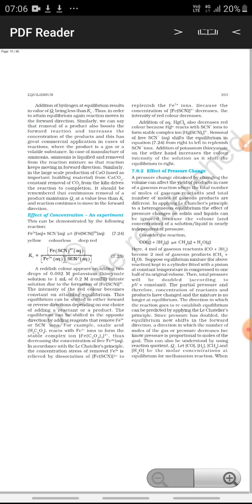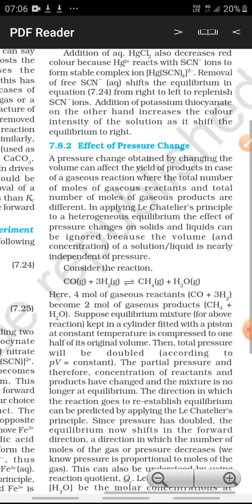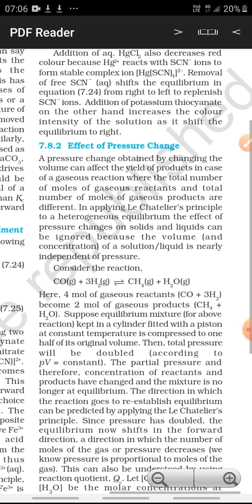Now, next is the effect of change of pressure. Change of pressure and change of volume, both are the inverse of each other.